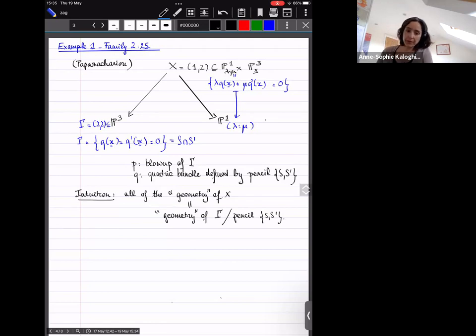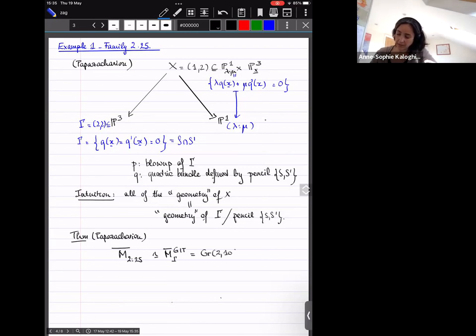And so here, what Theo proves, theorem, is that actually this component of the K-moduli space corresponding to the compactification of this family 225 is isomorphic to the GIT compactification of the curve gamma, if you like. And this is basically the GIT quotient of the Grassmannian 210 by SL4.